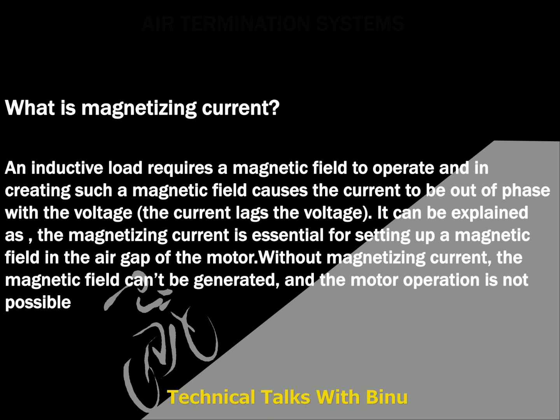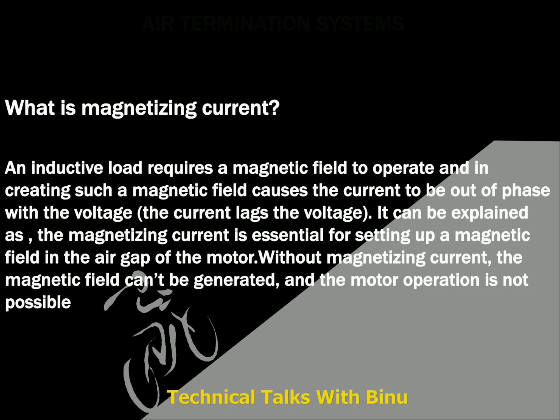An inductive load requires a magnetic field to operate, and in creating such a magnetic field, the current will be out of phase with the voltage, which means the current will be lagging the voltage. It can be explained as the magnetizing current, which is essential for setting up the magnetic field in the air gap of the motor. Without magnetizing current, the magnetic field cannot be generated and the motor operation is not possible.